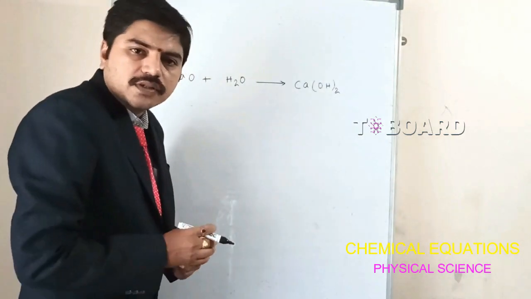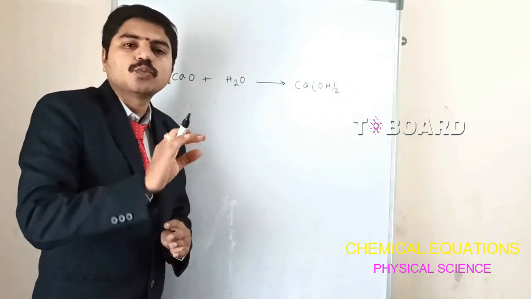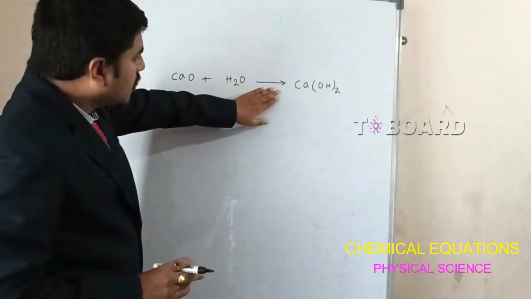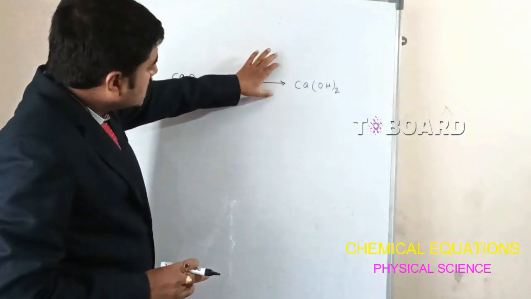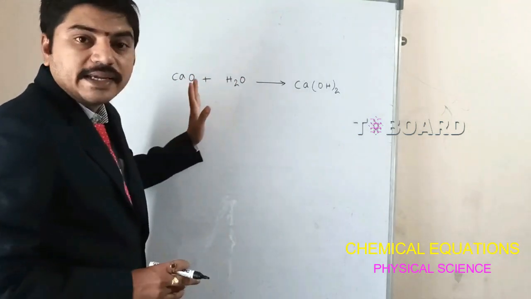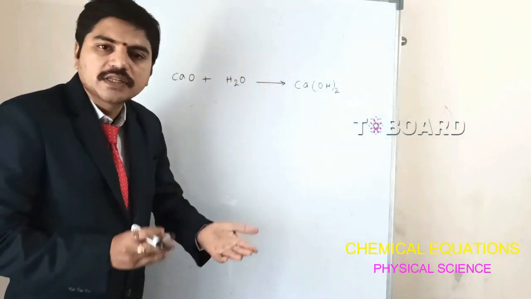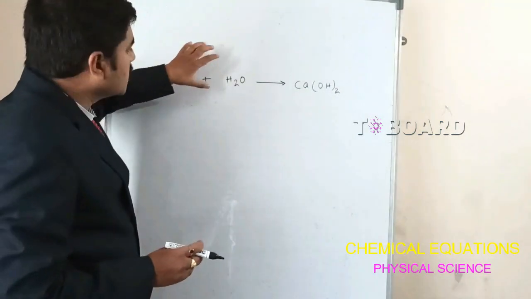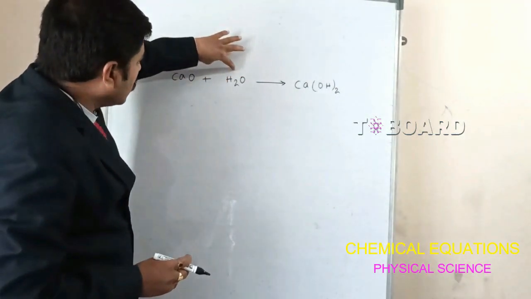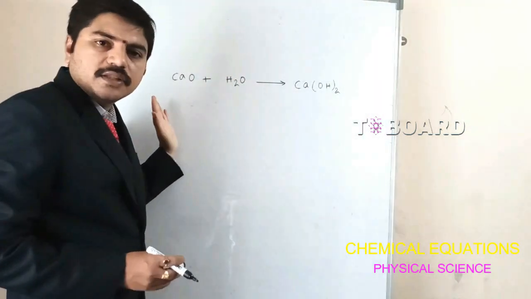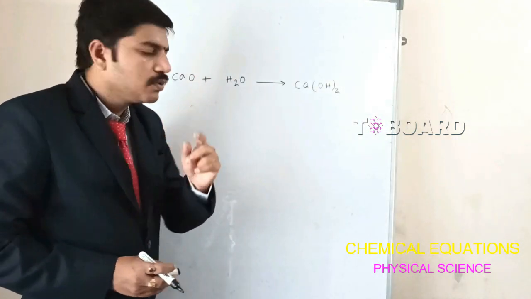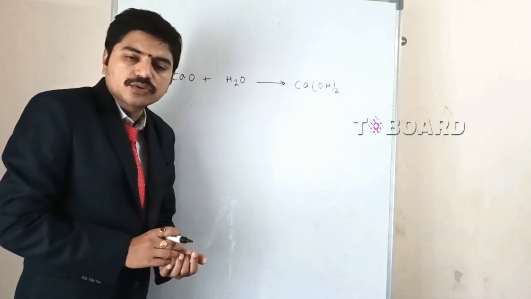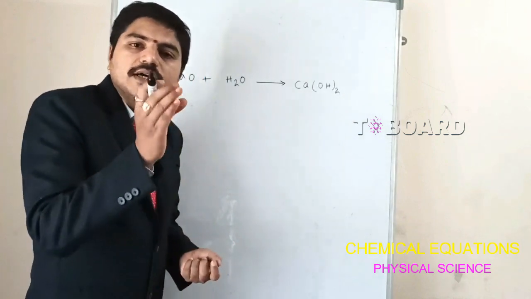Chemical equations. What are chemical equations and how do we read them? See here, this is a gives. The left side is all reactants, what we mix in a particular ratio. For example, calcium oxide is mixing with water. All of these on the left side are called reactants. Then what about the right side? What we get on the right side is called the product.